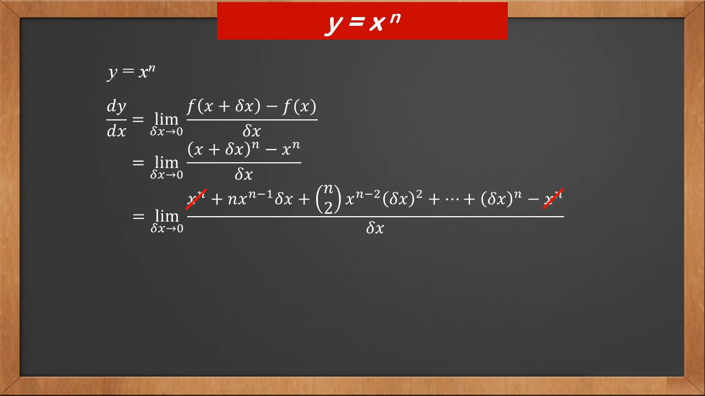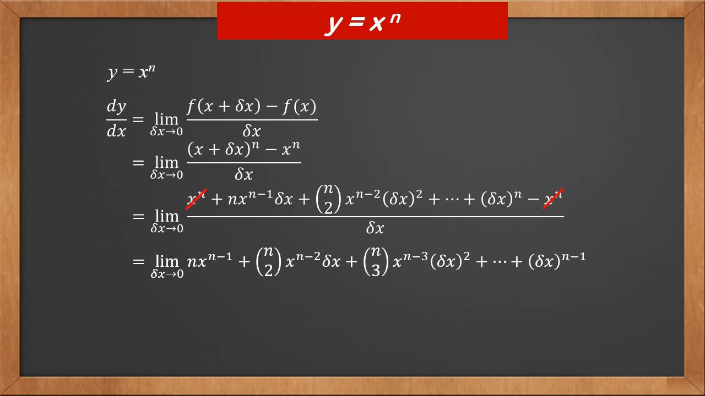The x to n gets cancelled. Divide by delta x, we get nx to n minus 1, plus nC2 x to n minus 2 delta x, plus nC3 x to n minus 3 delta x squared and so on. When delta x approaches 0, only the first term is kept. Other terms all become 0. So the derivative of x to n is n times x to n minus 1. We bring down the power n, and multiply it with x to power n minus 1.